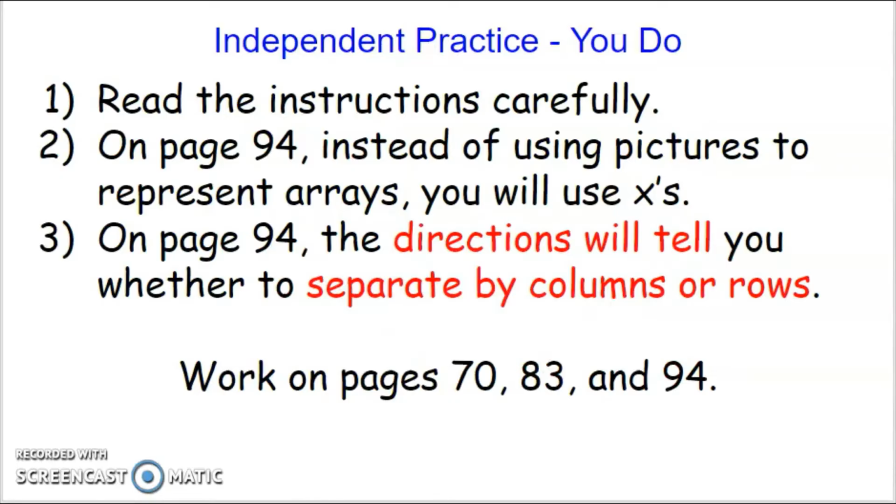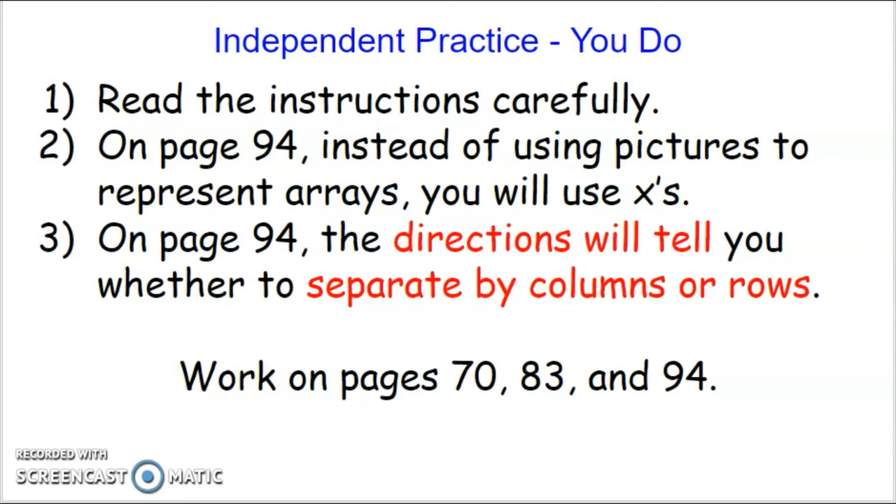As you get ready to move into your independent practice and your exit ticket, don't forget to keep these 3 things in mind. Number 1, read the instructions carefully. This is so important. Do not guess about what you need to do. Just read the instructions. They will tell you exactly what you need to do, and it'll be a lot like our teacher models. Number 2, on page 94, instead of using pictures to represent arrays, you will use X's like I did in the teacher model.